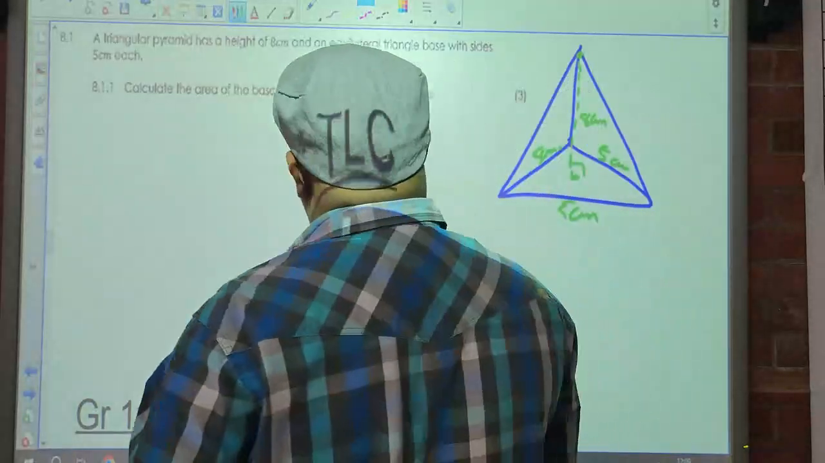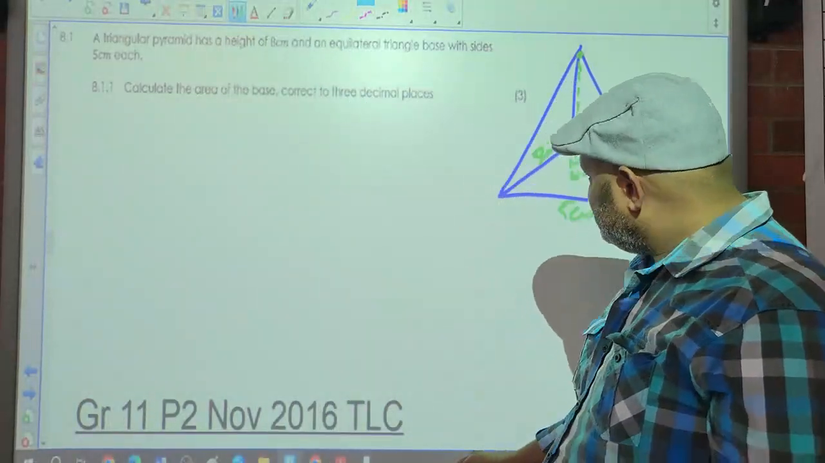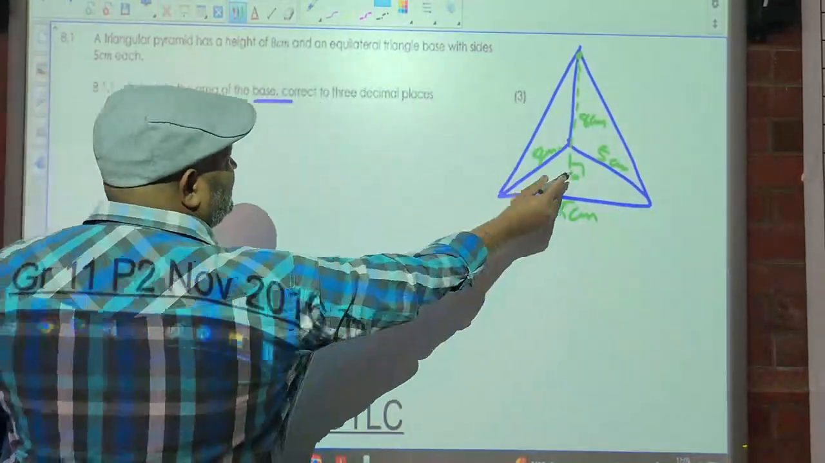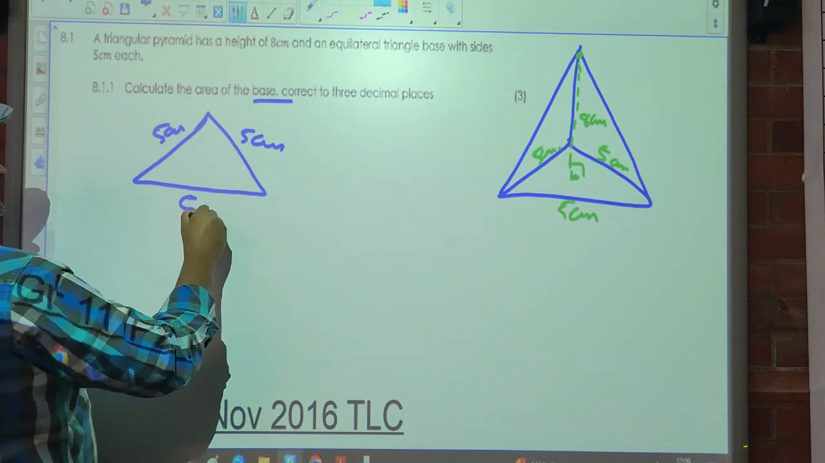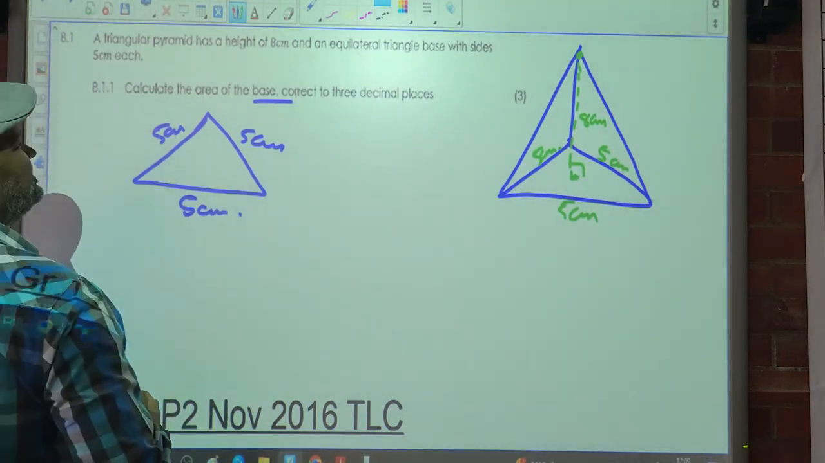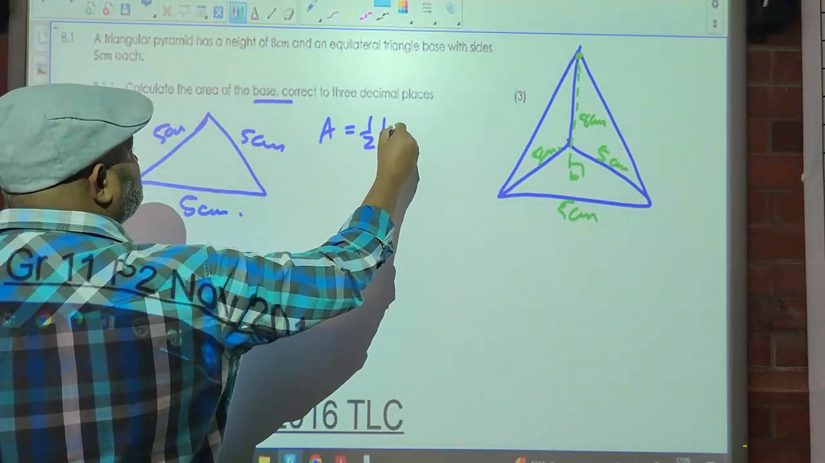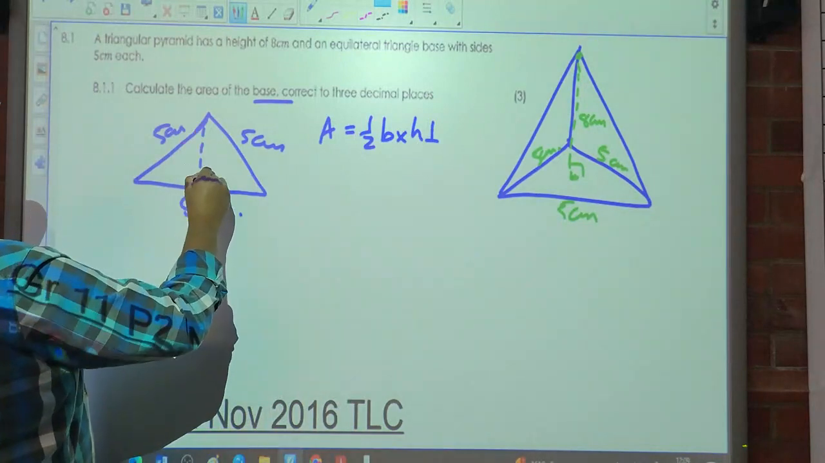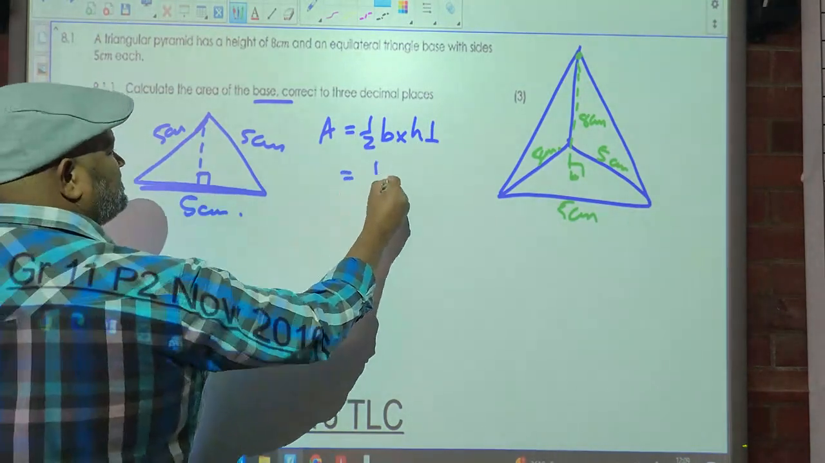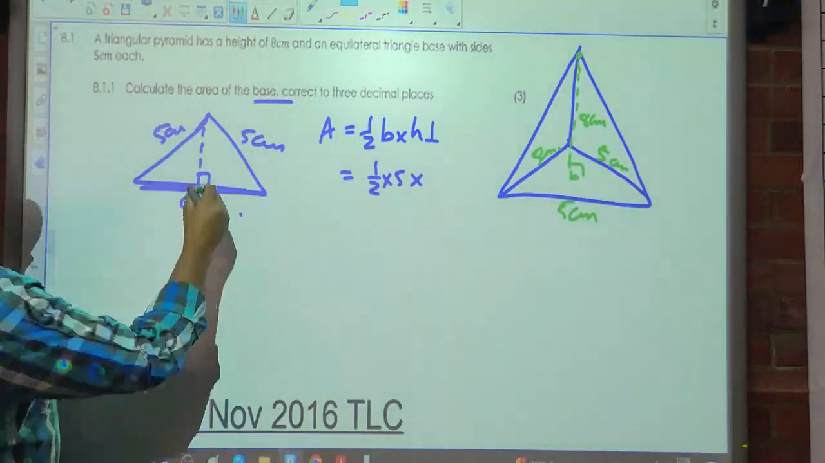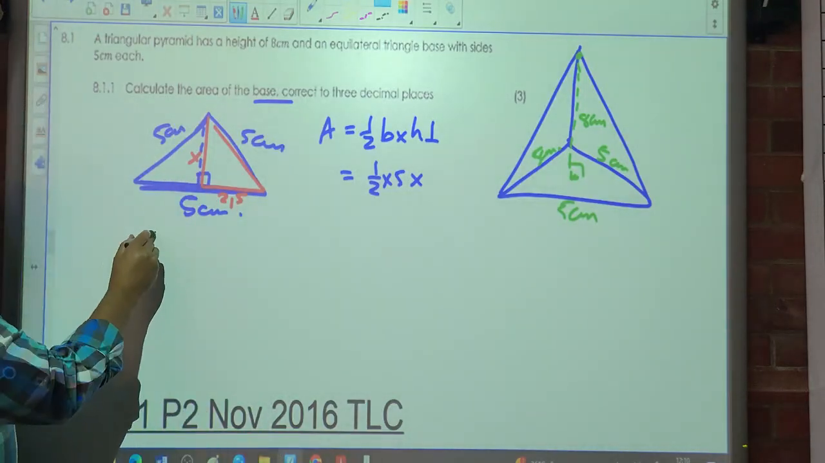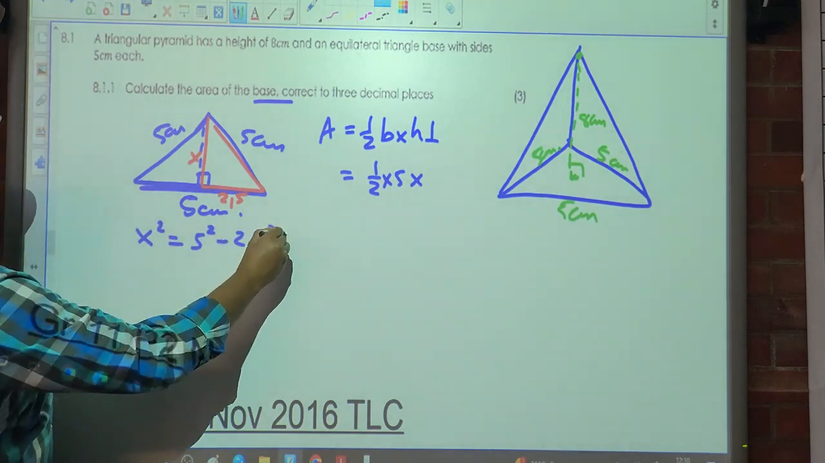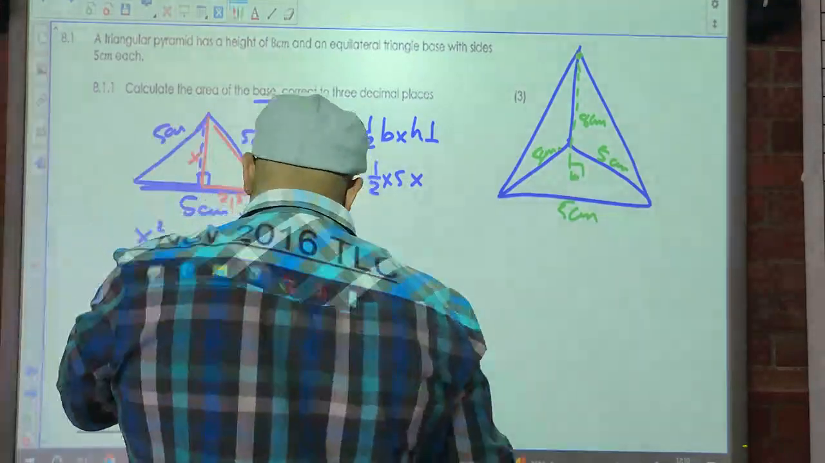The question says calculate the area of the base of the triangle correct to 3 decimal places. So the base is an equilateral triangle, not so, measuring 5 centimeters a piece. Okay. So to calculate the area, it's going to be half base times perpendicular height. Not so. So the perpendicular height here we need to calculate. However, the base is 5. So it's half times 5 times the perpendicular height. So if I extract this right angle triangle to apply Pythagoras with, then this length is going to be 2.5. So let's call this x for now. So x squared is equal to 5 squared minus 2.5 squared. There's 25 minus 6.25.